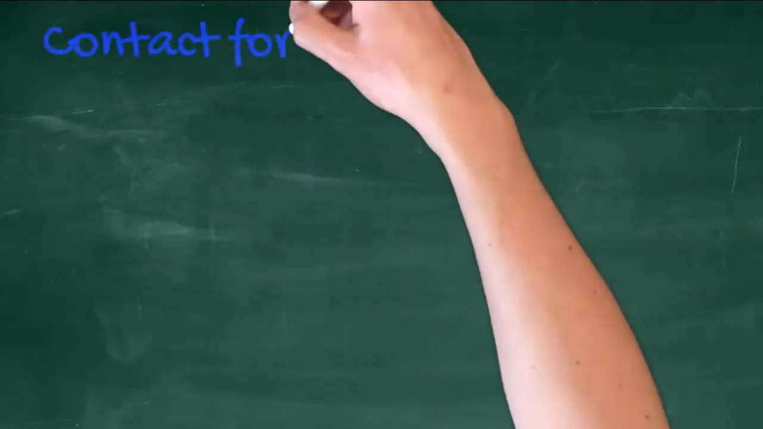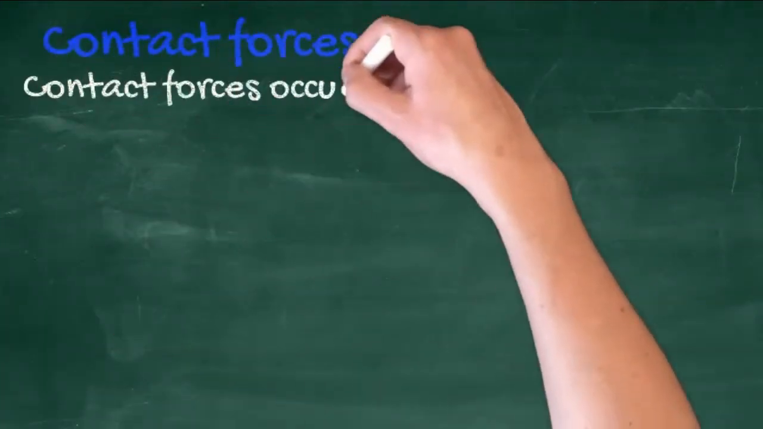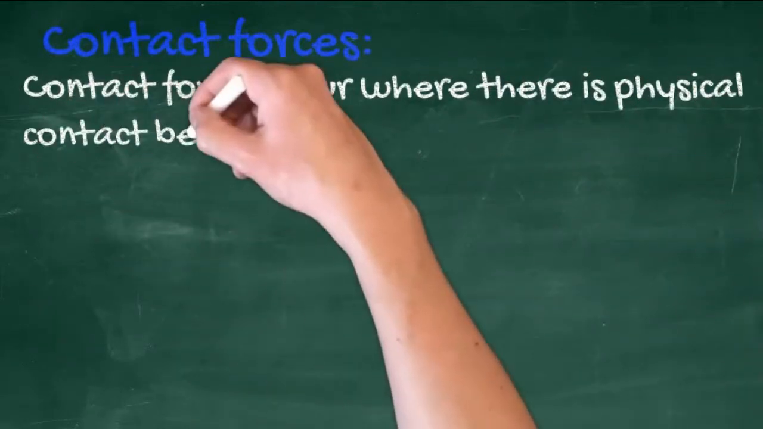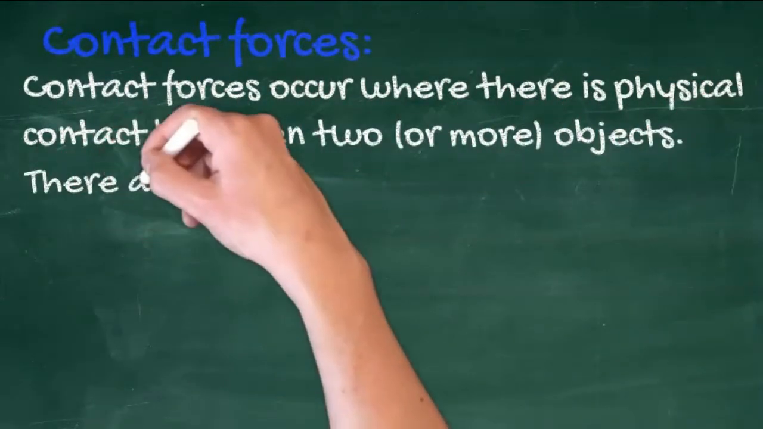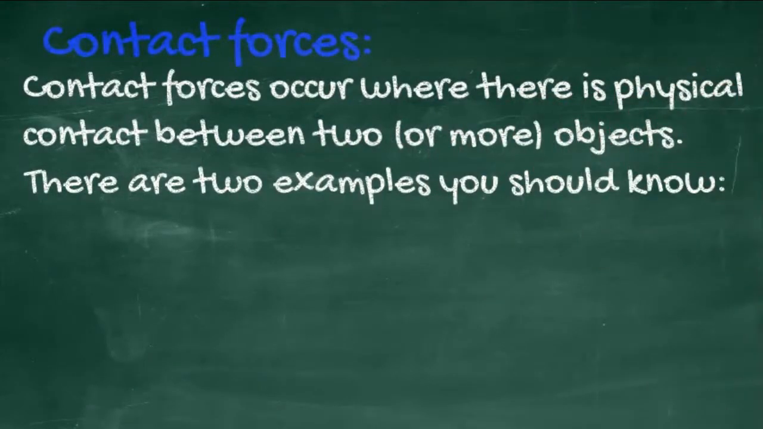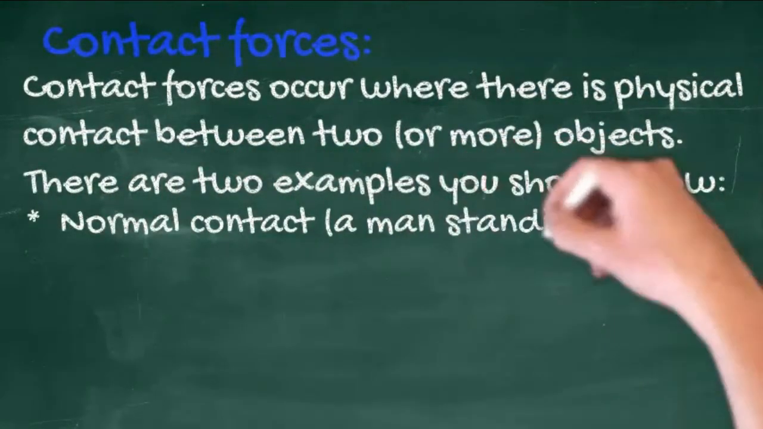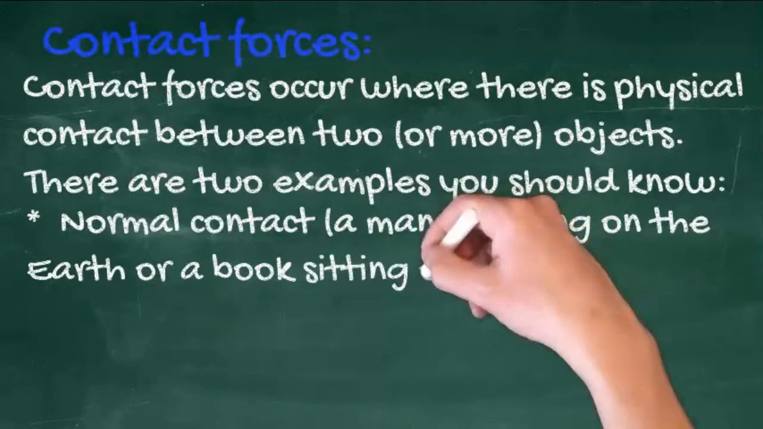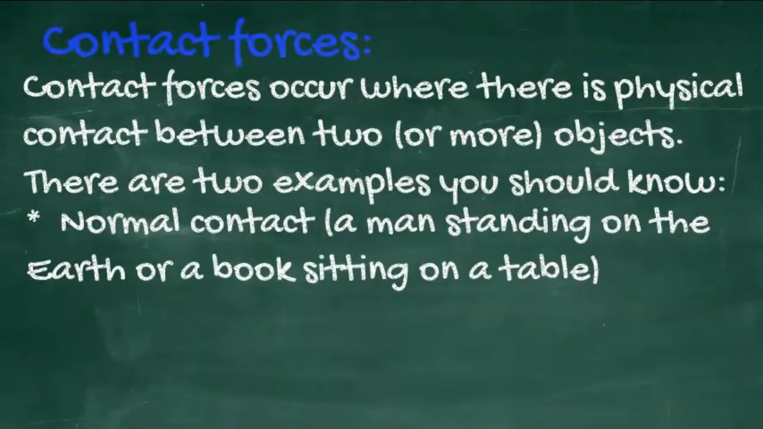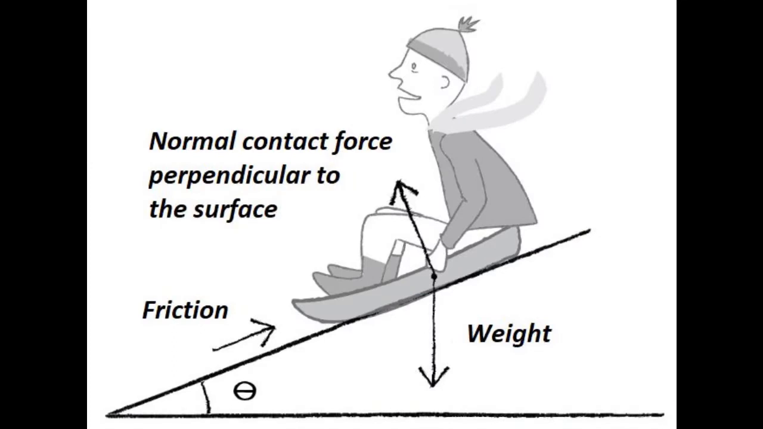We also need to know about contact forces. This is where there's a physical connection between two or more surfaces. The first we're going to look at is the normal contact force. A normal contact force is one that's at 90 degrees to the surface. So, for instance, in this picture, it will be perpendicular to the sled.